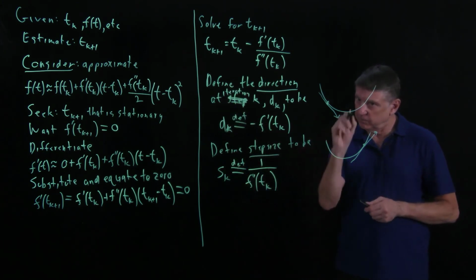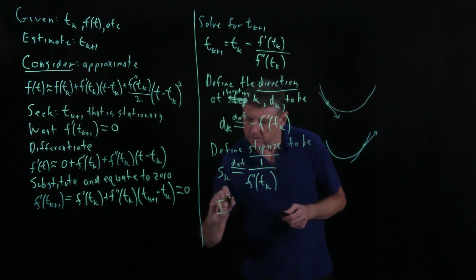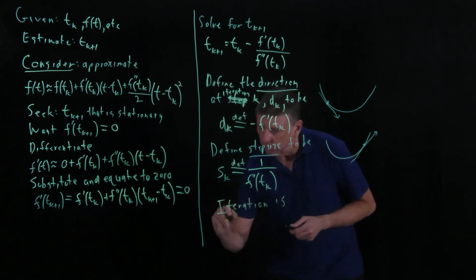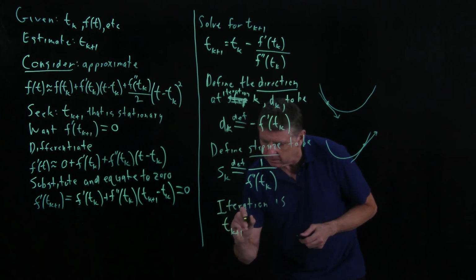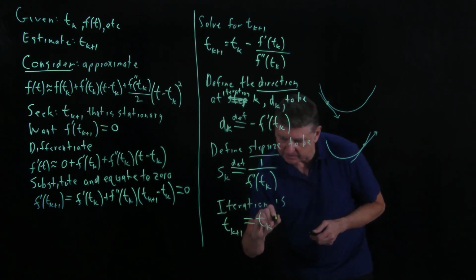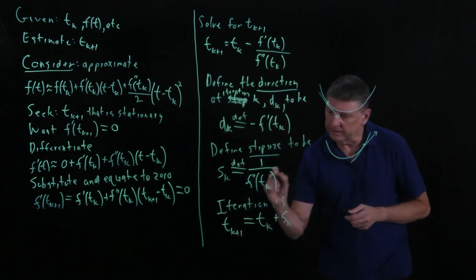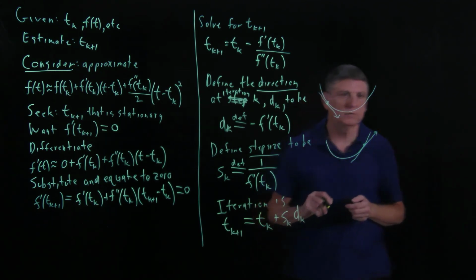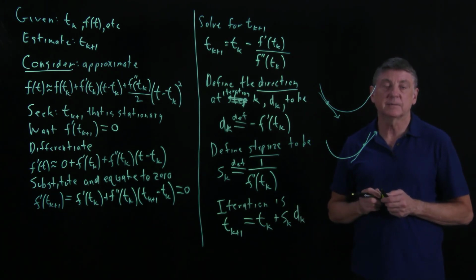So now that we've got this geometry and this understanding, our iteration is, we will say that at k plus 1, we will set that to be the kth estimate plus the step size for iteration k times the direction for iteration k. So that's the iteration that we'll be looking at in the subsequent sessions.